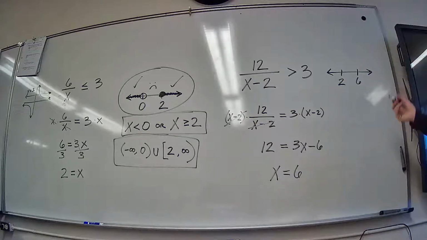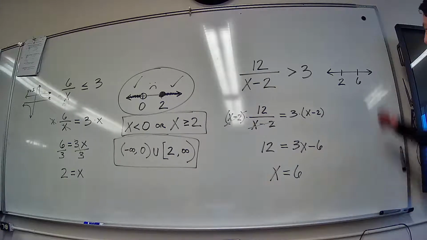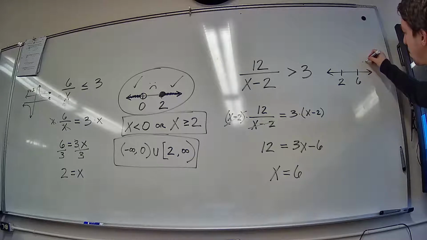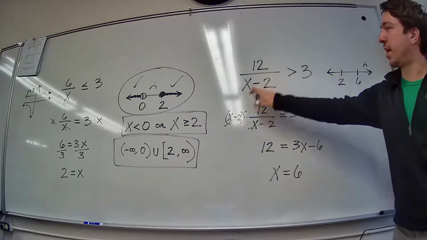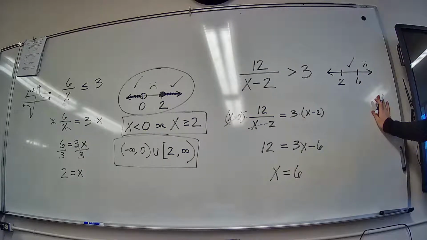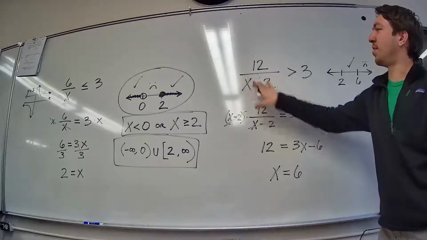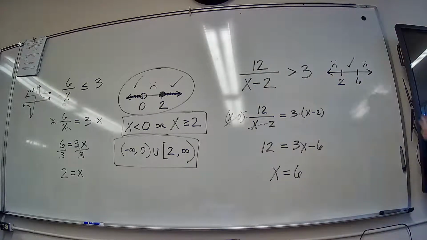So anyway, let's plug in some numbers. Let's plug in 8. 12 divided by 6 is not bigger than 3. So no. How about a number between 2 and 6, like 3? 12 divided by 1 is good. And then how about a negative or a number less than 2? How about 1? I have a negative number over here if x is 1, which is certainly not the case.